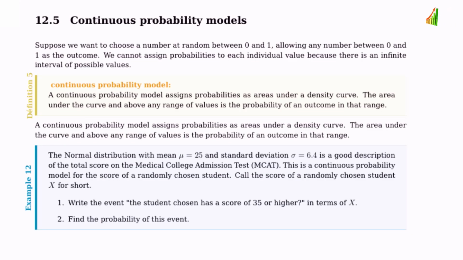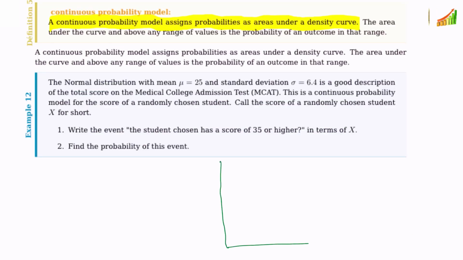Now, continuous probability models. What are continuous probability models? A continuous probability model assigns probabilities as area under a density curve. The area under the curve and above any range of values is the probability of an outcome in that range. We discussed this under chapter 3. Let me remind you. X-axis and y-axis.